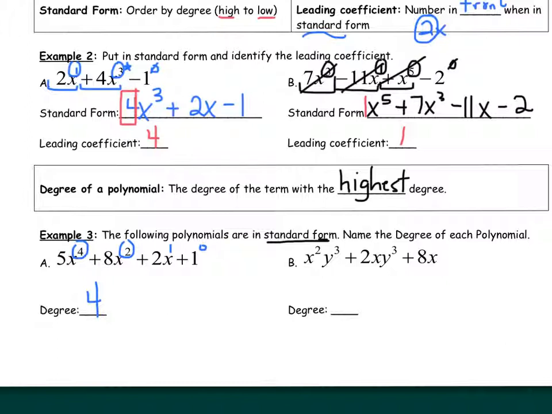When we look at B, this one tricked some people sometimes. The x squared y to the third, since those are stuck together by multiplication, they all count as one term. So the degree on that entire term is 2 plus 3, which is degree 5. The degree on this term is x to the first, y to the third. So the overall degree on that term is 4, which is why it's listed second, and then that degree is 1. So since 5 is the highest, the entire polynomial has degree 5.